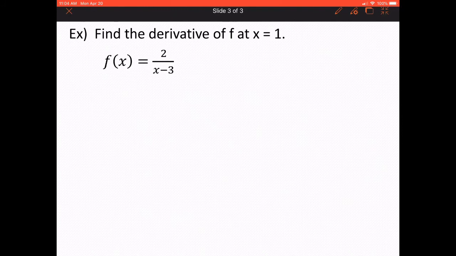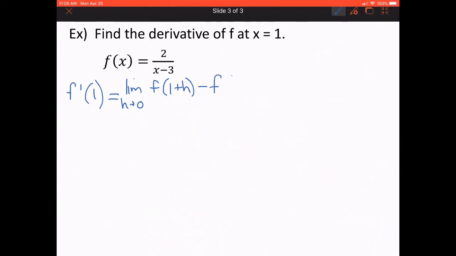So I could actually look at the same function, and I could find the derivative of that function at x equals 1, and I have two options now that I've already found the derivative for any x. So I could start over the problem, and I could find f prime of 1, and I could use the limit as h approaches 0 of f of a plus h, so it's going to be 1 plus h, minus f of a, so f of 1, all over h. So I could do it this way.